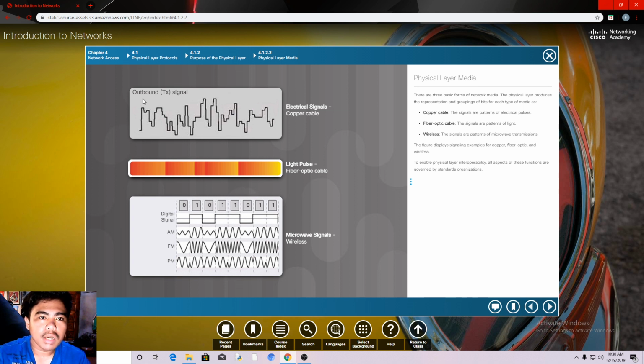Then it is the representation of the signals. The electrical signal is static. It can be slow or have minimal speed. Then with microwave, it reads binary 010101.